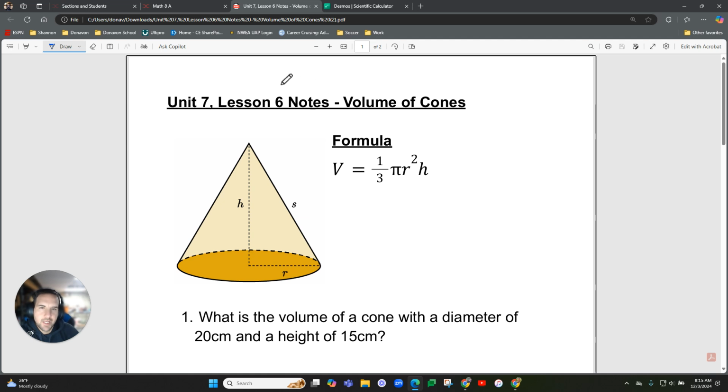And if you watch the Lesson 5 notes, we talked about the volume of cylinders. And in that lesson, we had basically the exact same formula for the volume of cones and the volume of cylinders. The only difference is in the volume of cones, we have this 1/3 in front. Okay, that's the only difference. Everything else was the same. So it's pi r squared h. So that part of it was exactly the same. The only difference is this 1/3 that's out in front.